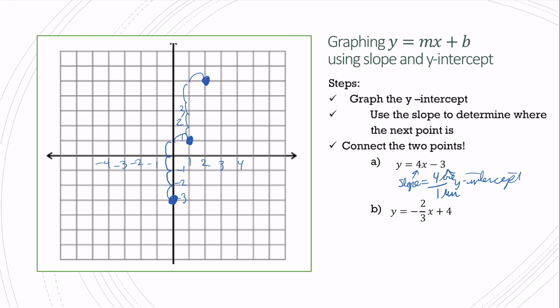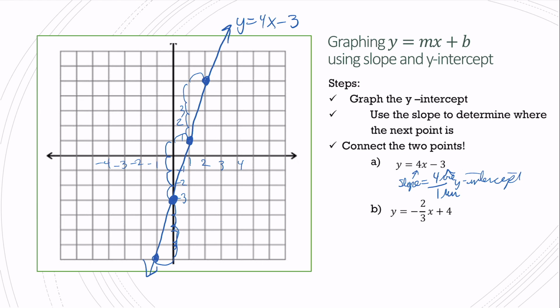We can also do it in reverse. I could go down 4: 1, 2, 3, 4, and over 1 the other direction to find yet another point, right? So this would be the graph of the line y equals 4x minus 3. So I'm going to switch colors, and we're going to do this again.